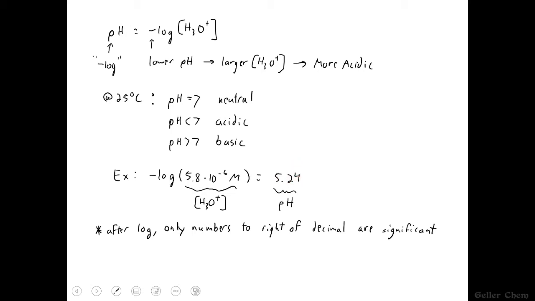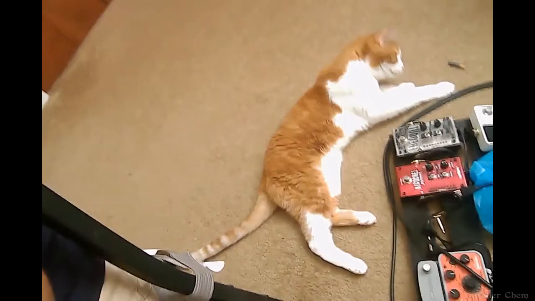And I will include a slide at the end of the posted PowerPoint slides that helps try to explain this math a little bit better for those who are bothered by this. But it's not important that you understand the math. In this class, it's enough for you to just know that after you take a log, only numbers to the right of the decimal are significant. And so I'll just add one more note, which is how to go backwards from a pH value to the concentration of H3O+. And that's just going to be equal to 10 to the minus whatever the pH is. Any questions?